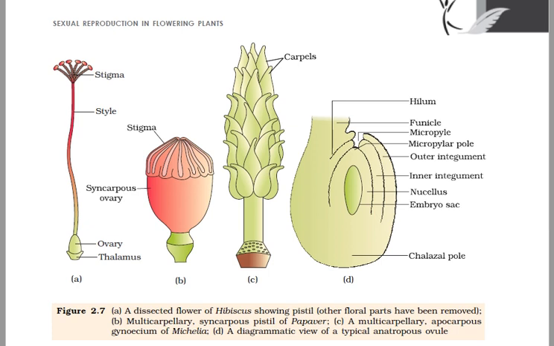C-H-A-L-A-Z-A, chalaza. The development of megaspore within the ovule is called as megasporogenesis. The ovule is composed of multi-layered cellular tissue called the nucellus. The cells of the nucellus have abundant reserve food materials because they have to provide the nutrition to the developing eggs and the other parts.